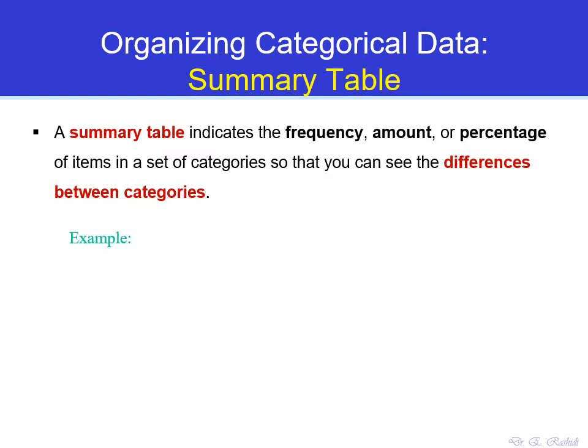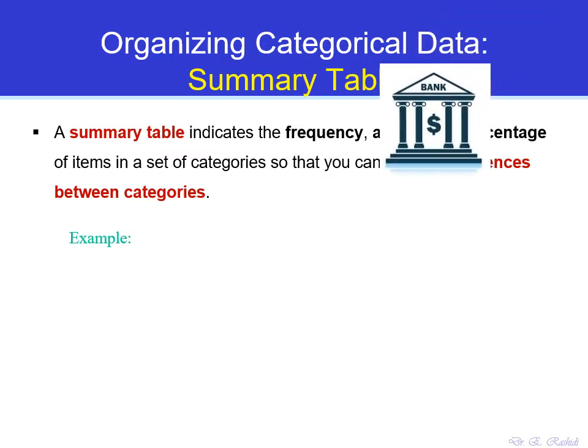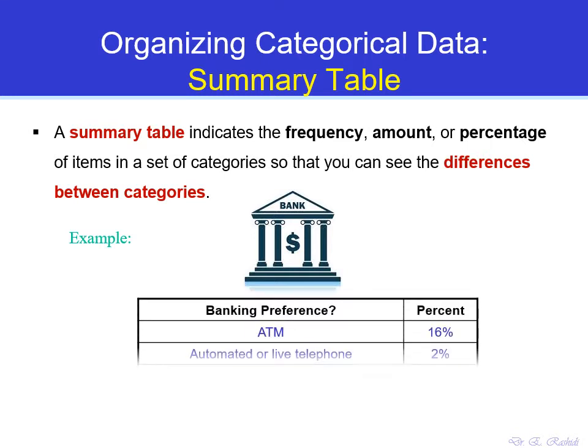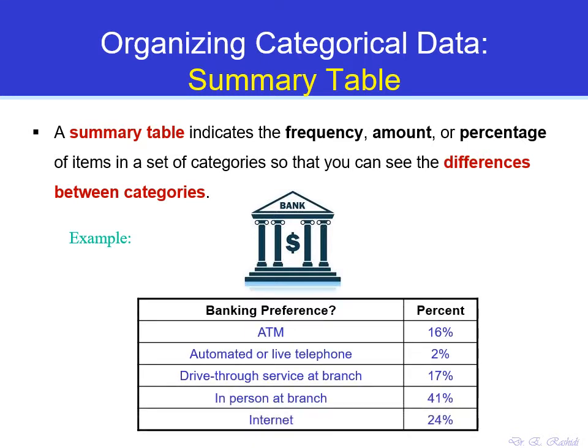Suppose we want to study the types of services a bank provides and see how popular each type of service is. So we have taken a survey and learned that 16% of people would prefer ATM, 2% of people would prefer automated or live telephone service, 17% would prefer the drive-through service, 41% would prefer to go in person at the branch of a bank, and 24% would prefer to use the internet service.